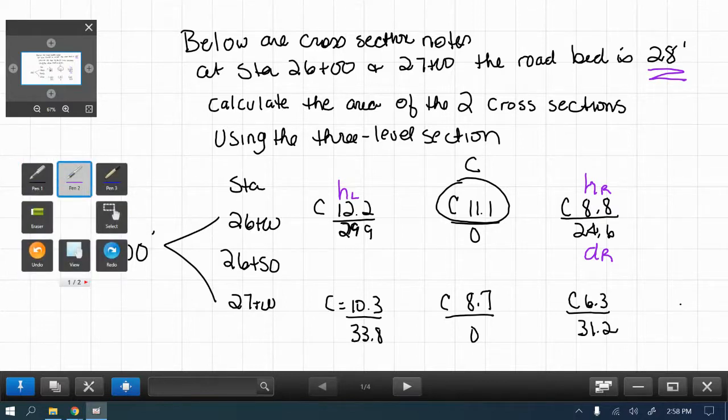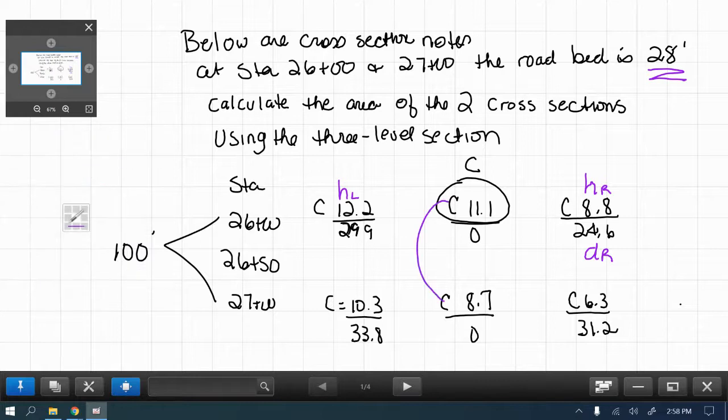I'm going to take the two cuts, both at 0, add them together and divide by 2. So to get the one in the middle, it's 11.1 plus 8.7. We're going to divide by 2. So that would be 9.9 over 0.